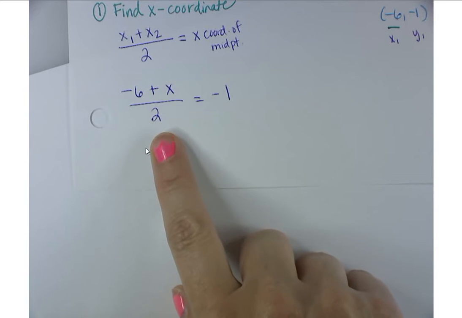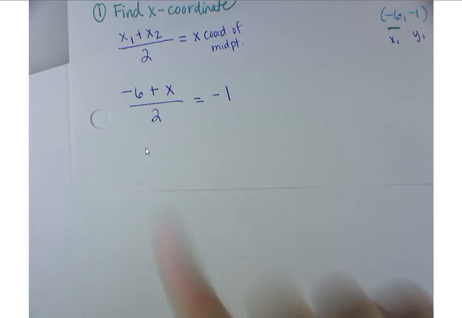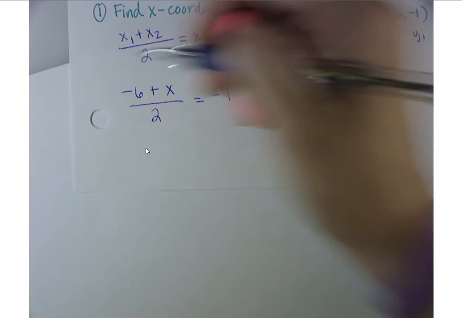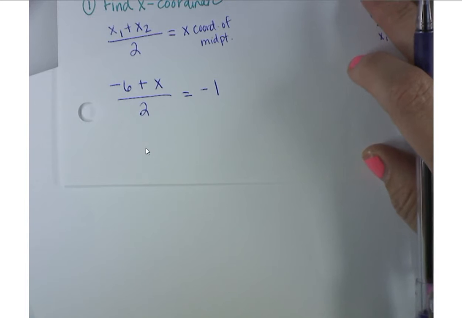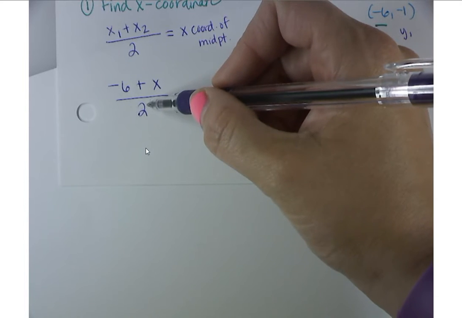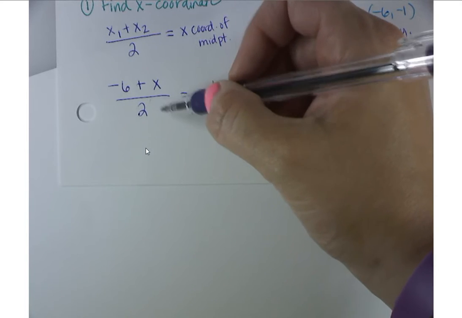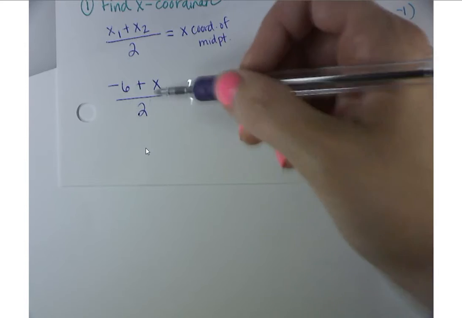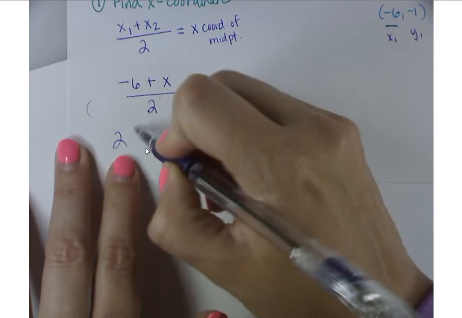So then Luke, how would I move the 2 over? Multiplying, yeah, multiplying by 2. And why are you multiplying? Okay, so see how this is division here? If you multiply, that is the inverse operation of division. So multiplying undoes the division.